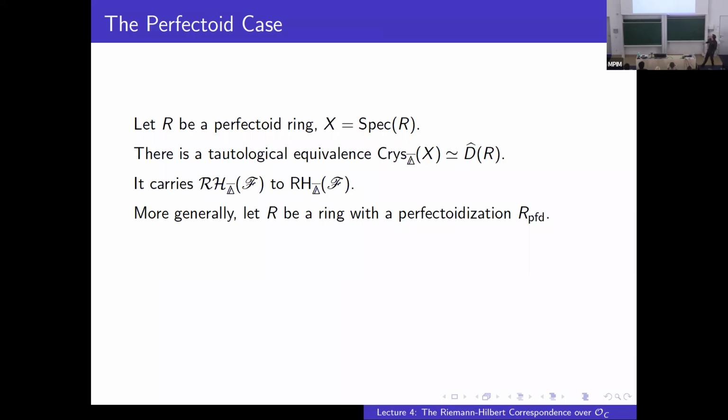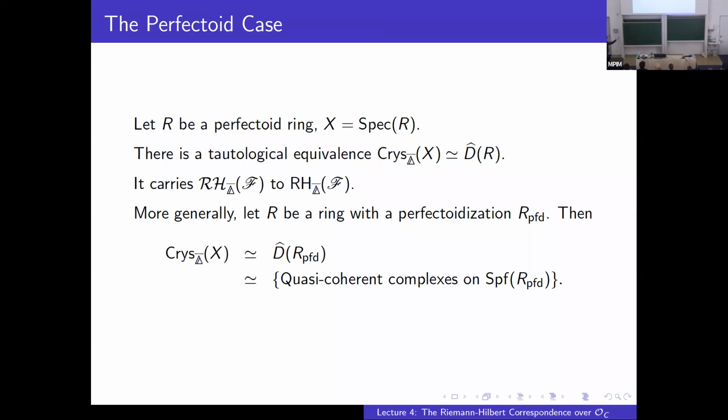So let R be a commutative ring that has a perfectoidization. So there's an initial object in the category of perfectoid algebras over R. In that case, it's the same story. If you want to specify one of these perfected crystals, you just have to specify one datum, except now it's not an R module, it's an R puft module. So this category is identified with the p-completed derived category of this perfectoidization. And another way of saying that is it's identified with quasi-coherent complexes on a geometric object, which is the formal spectrum of R puft.